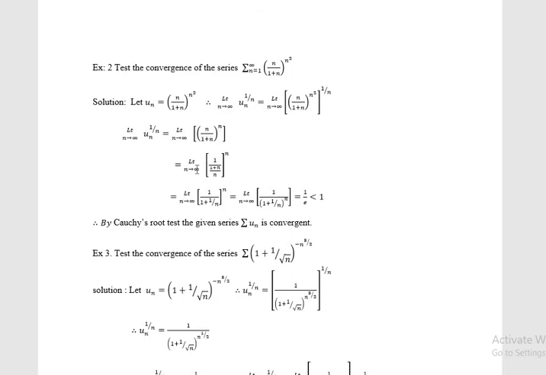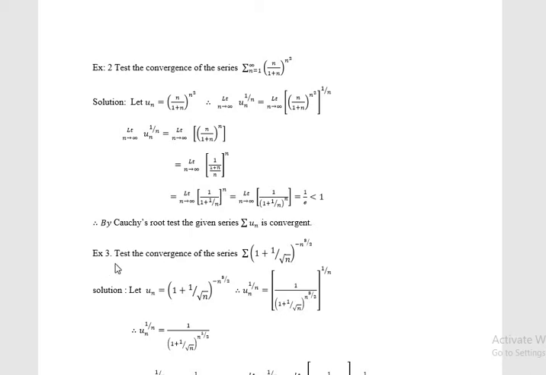Again, on the right-hand side the term can be written as 1 divided by ((1 + n) divided by n)^n, and it can be written as the limit as n approaches infinity of 1 divided by (1 + 1/n)^n. Introducing the limit in the denominator as n approaches infinity, that is 1 by n, which is always less than 1, and therefore by Cauchy's root test the given series un is divergent.